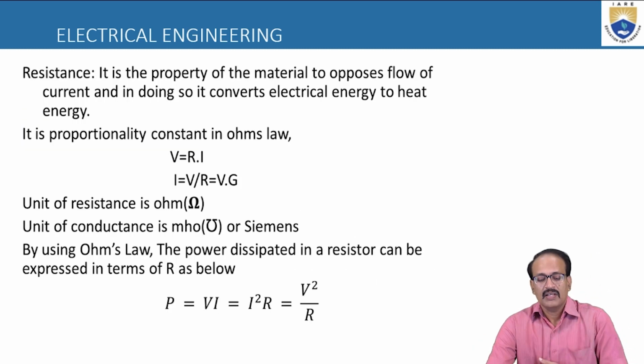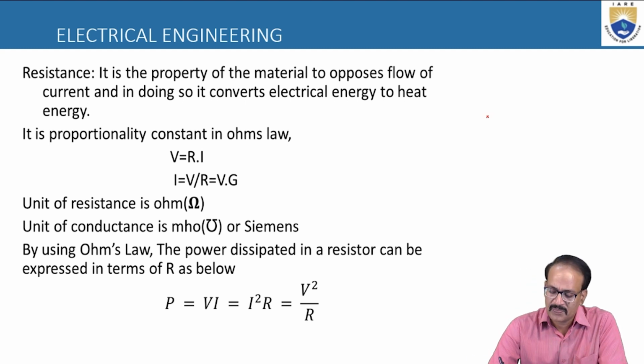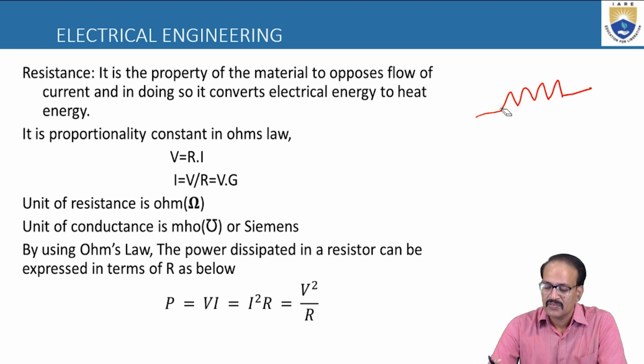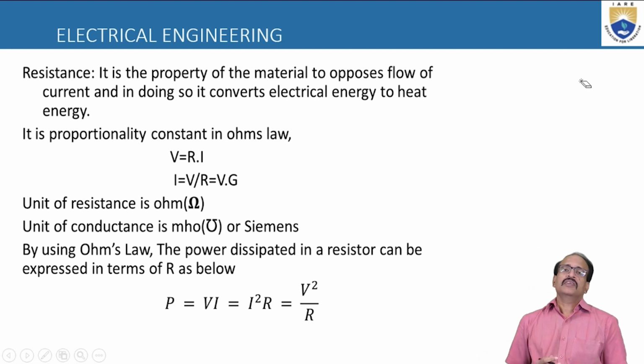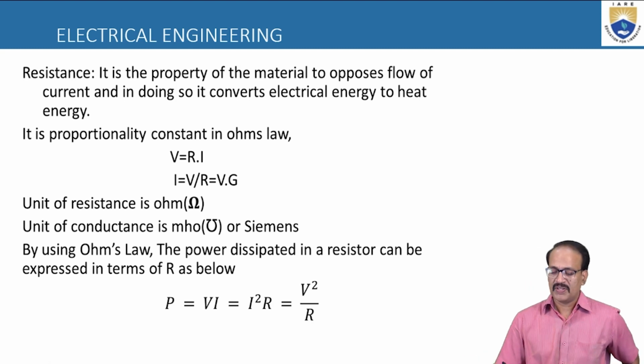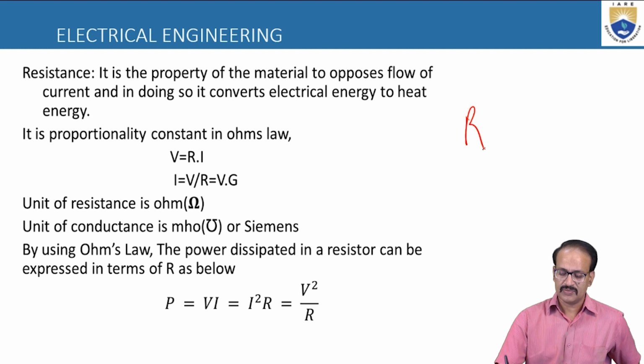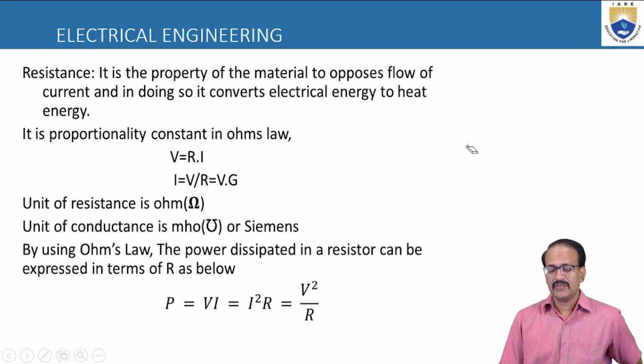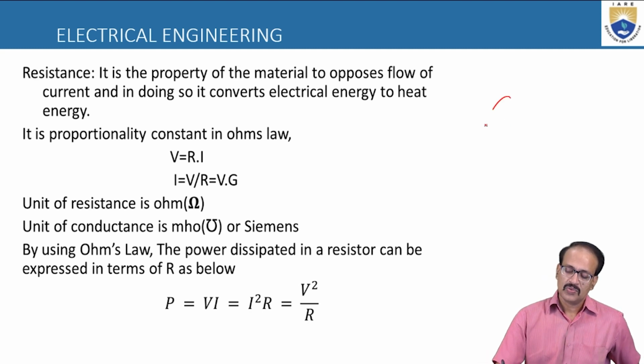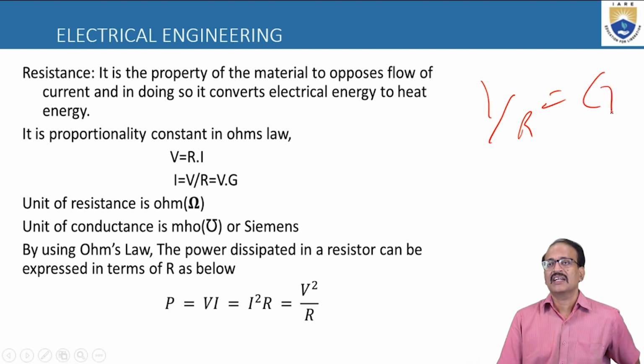Next, resistance. We represent the resistance in the form of a triangular wave with two terminals, so it is a two-terminal element. It is the property of the material which opposes the flow of the current. We say R. What is the property of the material which allows the flow of the current? That is the inverse of the resistance. 1 by R, you say it as G. That is called the conductance.